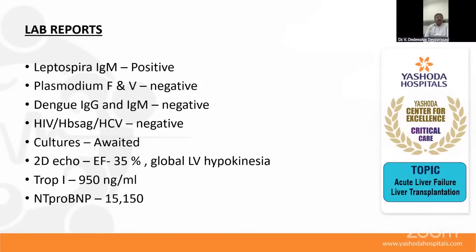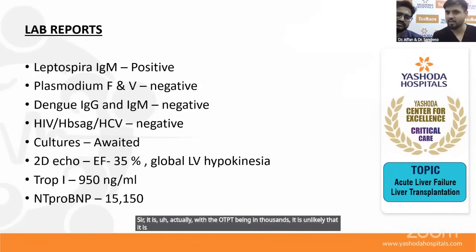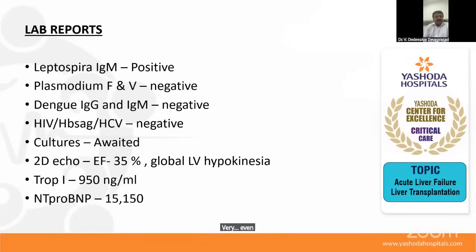So leptospirosis IgM is positive. So do you think this is leptospirosis induced acute liver failure? Sir, with the OT/PT being in thousands, it is unlikely that it is leptospira related, because in leptospira, the OT/PT are usually elevated between 200 to 900 more likely. And even lesser than that.